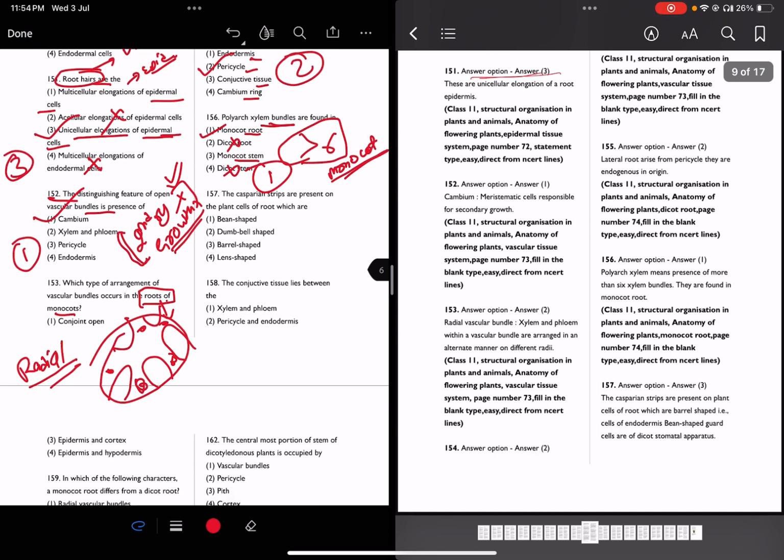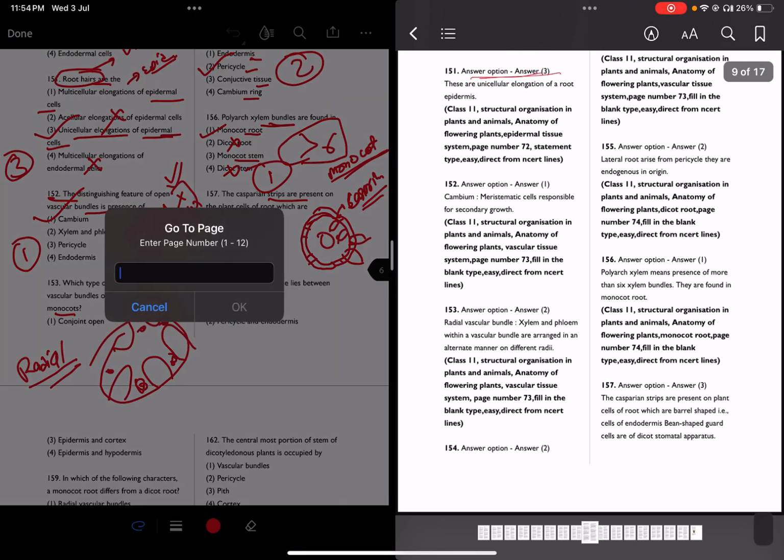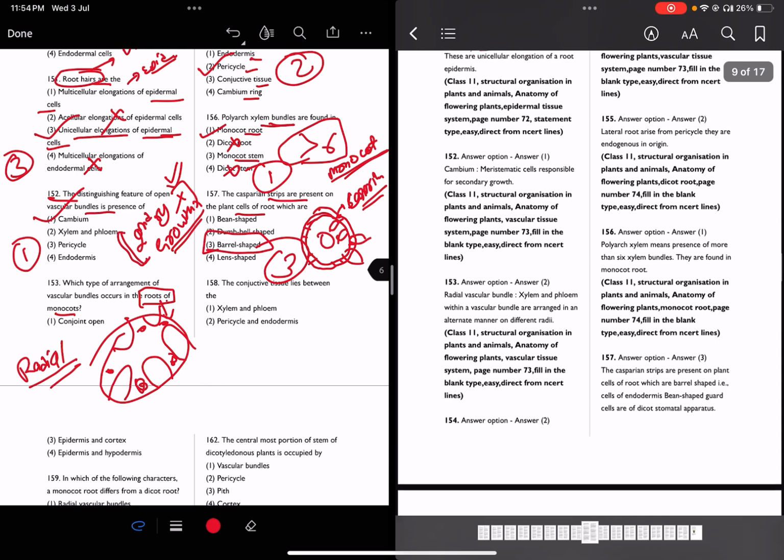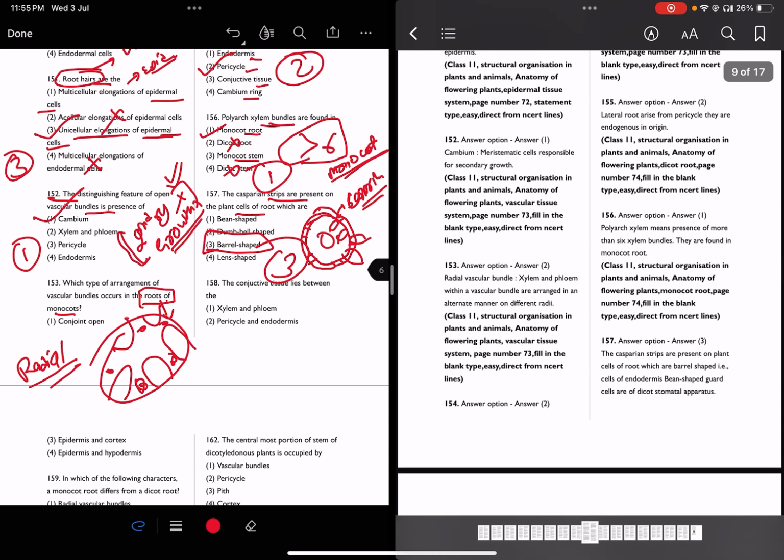Now move ahead to question number 157. The Casparian strips are present on the plant cells of root here. Whenever we read internal structure, there is the pith, vascular bundle, and outer to this, one structure is the endodermis. On the endodermis there is the presence of some lignin and cellulosic tissue, which is known as the Casparian strip. The Casparian strip is a barrel shaped structure present in the endodermis. So the answer is barrel shaped, option 3. Casparian strips are present on the plant cells of the root which are barrel shaped.